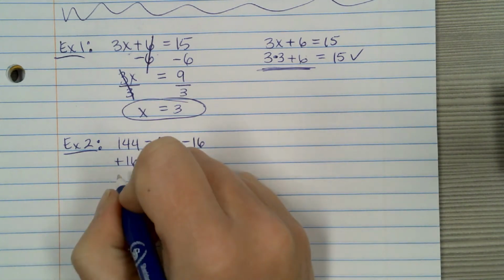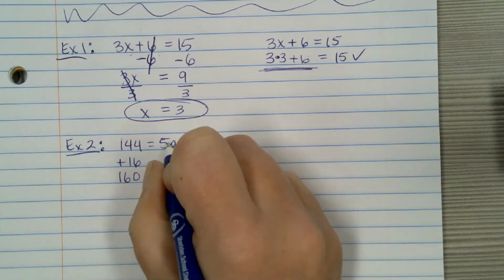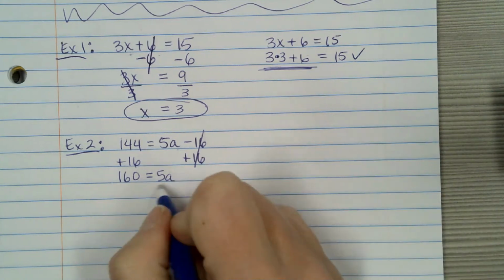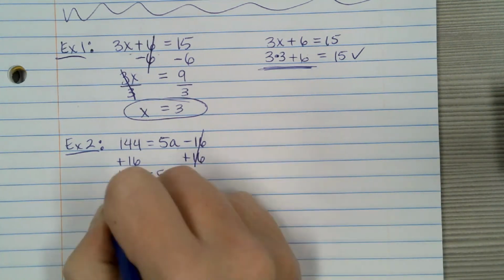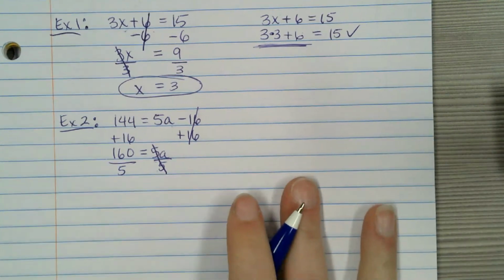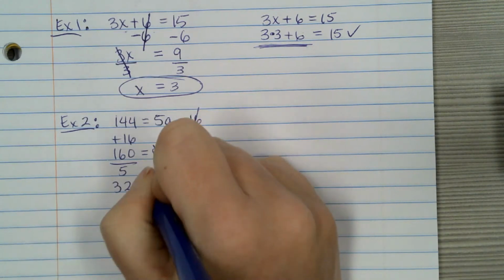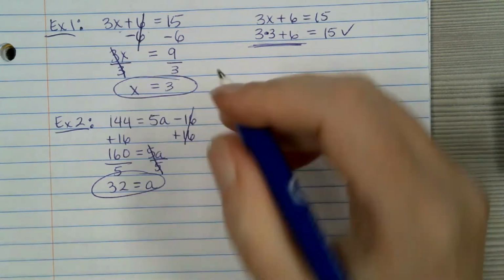144 plus 16 should give you 160. Bring down your equals, bring down your 5a, those cancel. Last step is to get rid of the 5. These are being multiplied, so we are going to divide. Those cancel. And then 160 divided by 5 gives you 32. Bring down your a, so a equals 32. That's it. Okay, let's look at one that looks a little bit different.